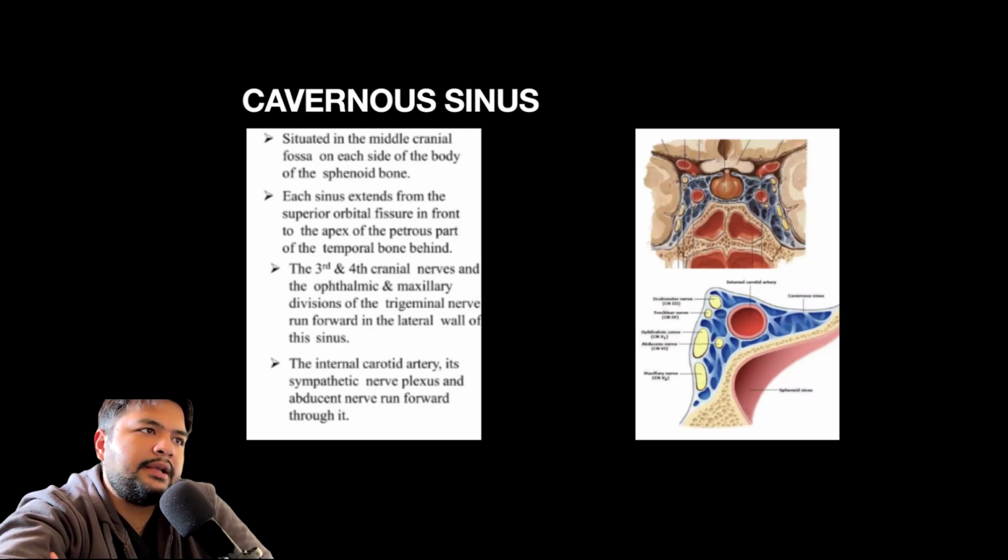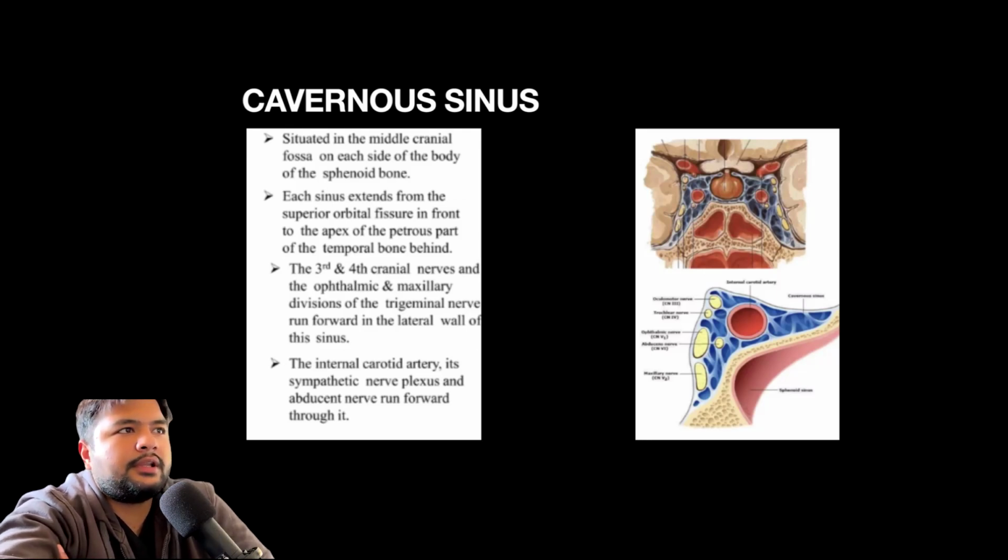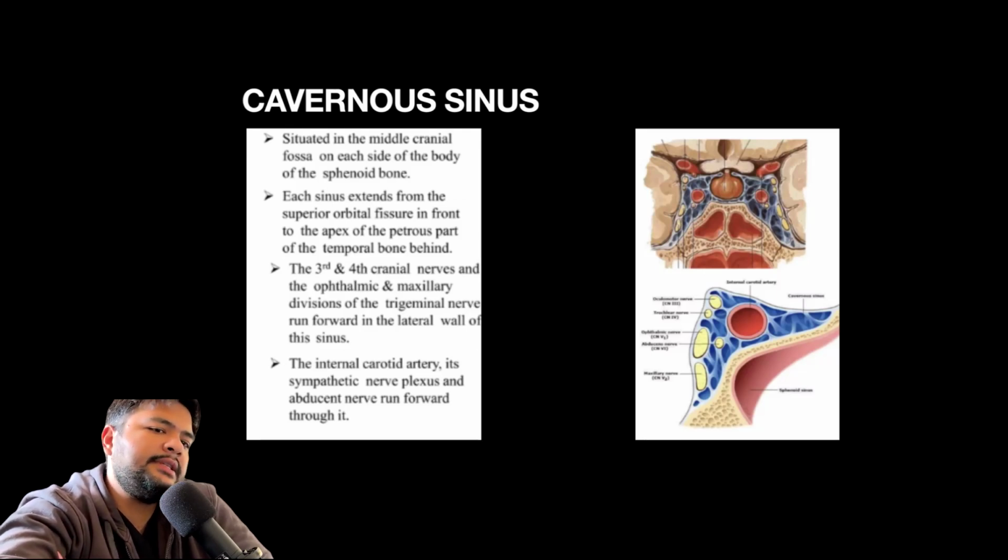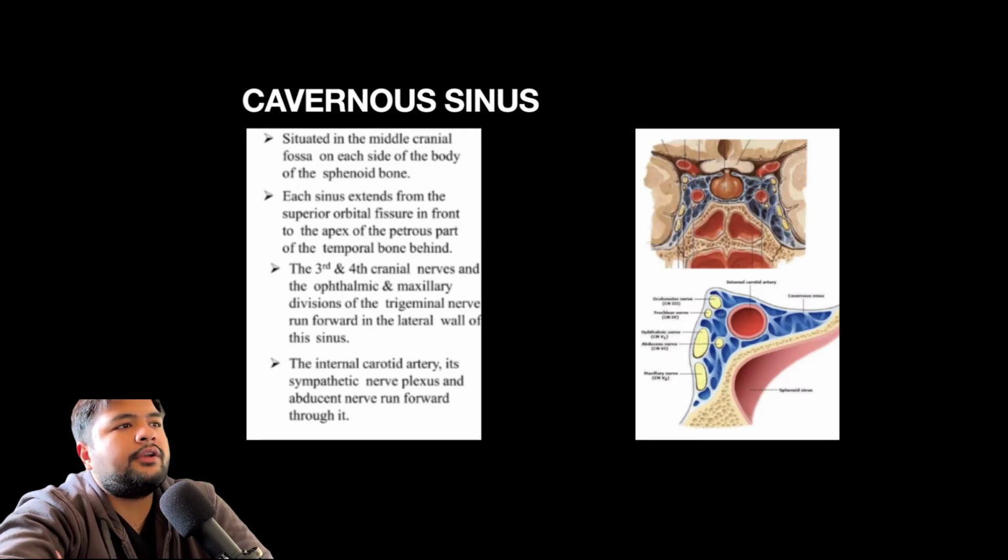Coming to the cavernous sinus, it is situated in the middle cranial fossa on each side of the body of the sphenoid bone. So we will be having a different lecture dedicated only to the cavernous sinus. Here I'm giving only a short account of the cavernous sinus because it in itself is a very big topic which needs a separate video.